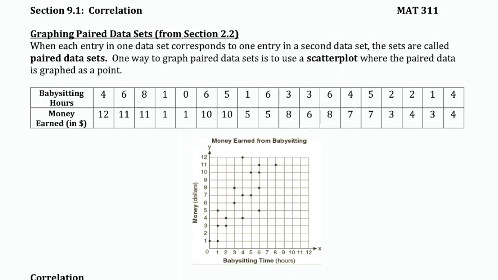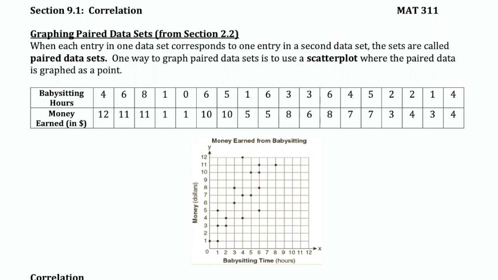When each entry in one data set corresponds to one entry in a second data set, the sets are called paired data sets. One way to graph paired data sets is to use a scatter plot where the paired data is graphed as a point. I've presented you with an example here. I'm sure you've seen these before.